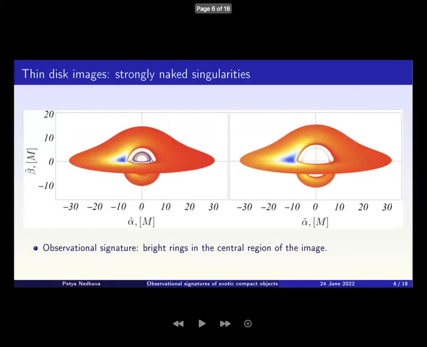Okay, when you go to the strongly naked regime, then you get the interesting features. So you see, right is Schwarzschild, left is the naked singularity. So you get this structure here, the structure in the middle. And this structure, in this particular model, is bright. So this will be observationally significant.